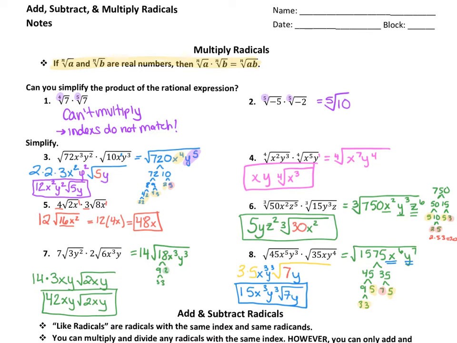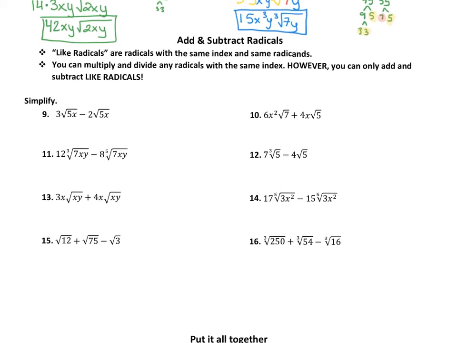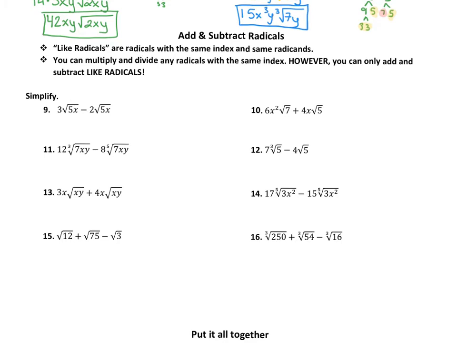All right, now let's look at some adding and subtracting. So when adding and subtracting, the biggest thing to keep in mind is you can only add radicals with like insides and outsides. With multiplying, it just had to have the same index, but when you add and subtract, it has to have the same radicand. And if we remember from our vocab yesterday, the radicand is the inside of the radical.